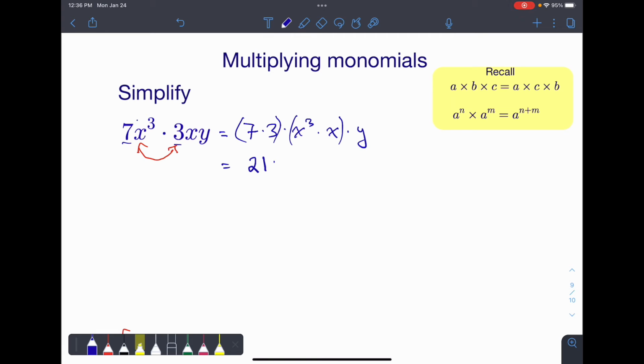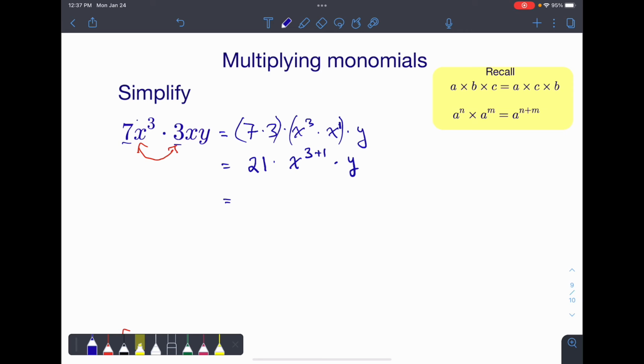Now, let's look at the x cubed times x. We're going to use this rule for exponents. When we multiply two things with the same base, we can add their exponents together and write it as a single term. All right, so remember, for the x, there is an implied 1. And so when we simplify this, we write it as 3 plus 1. And we're not going to do anything to the y.